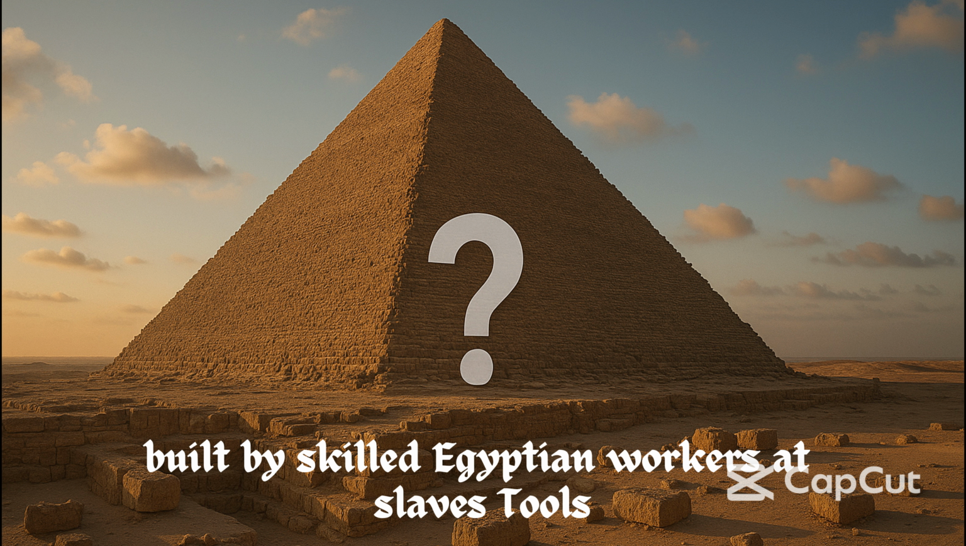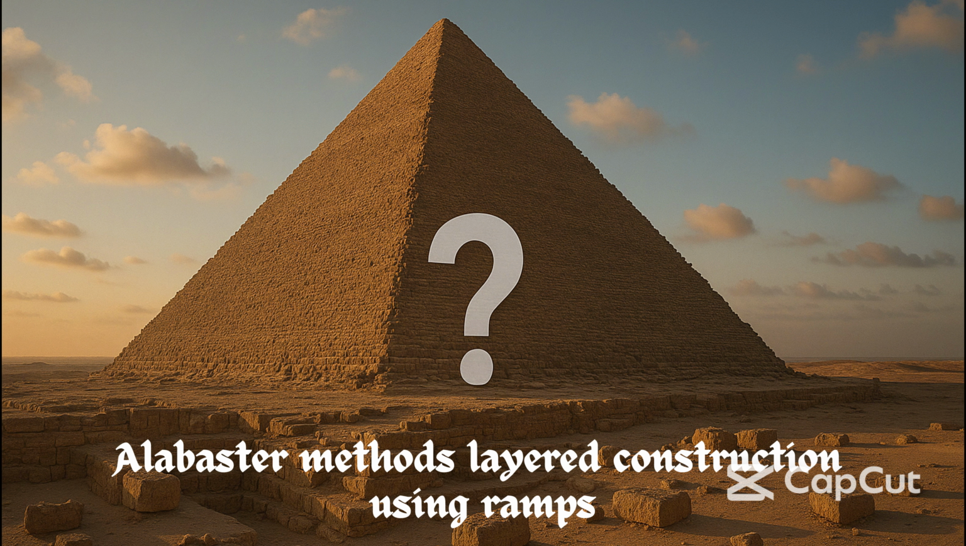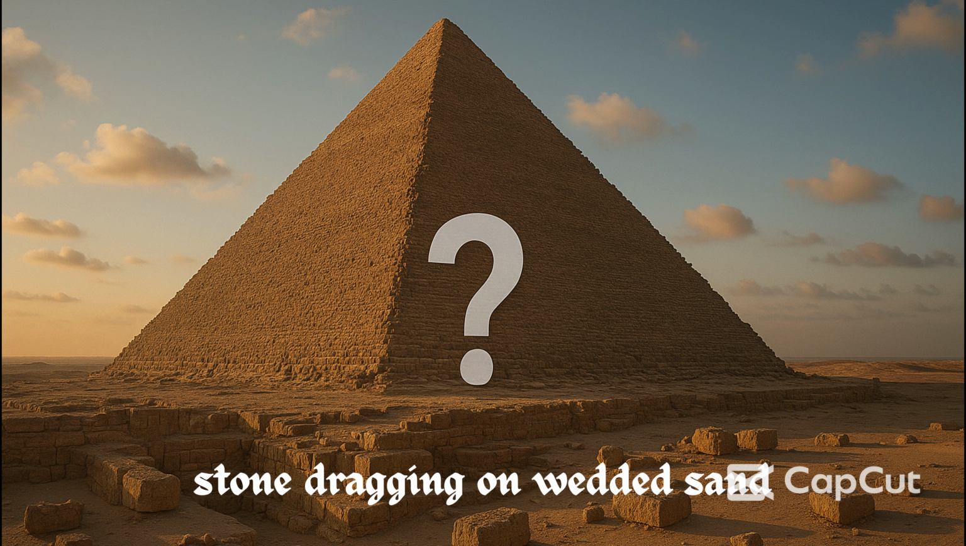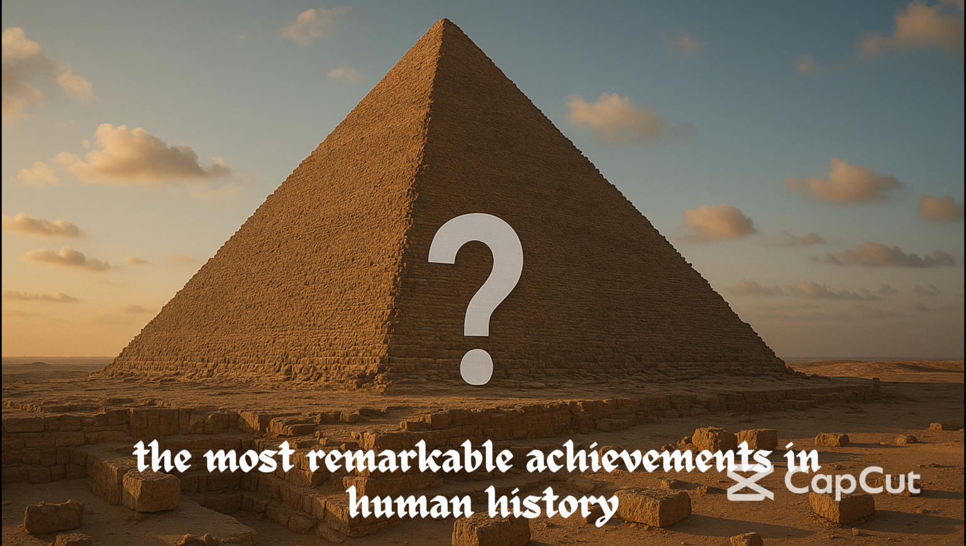Summary. Built by skilled Egyptian workers, not slaves. Tools: copper tools, sledges, ramps, manpower. Materials: limestone, granite, alabaster. Methods: layered construction using ramps, stone dragging on wetted sand. Purpose: tombs for pharaohs and symbols of divine power. Legacy: among the most remarkable achievements in human history.